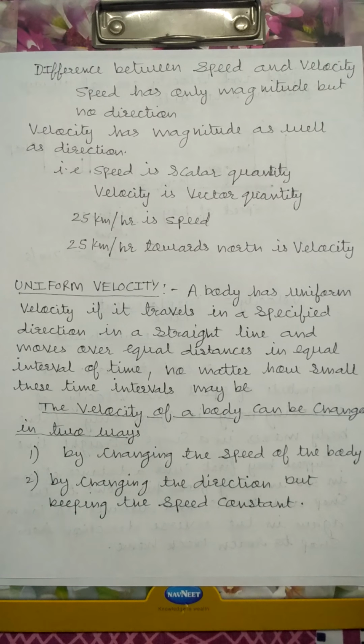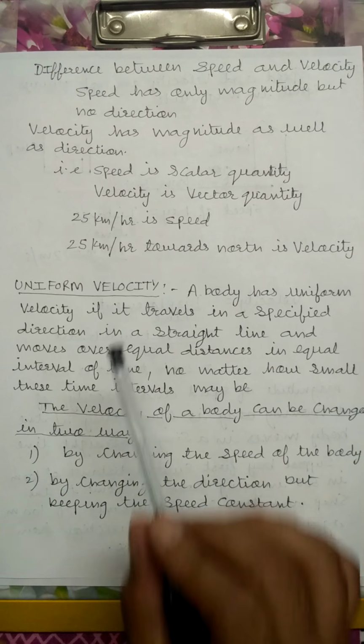So the condition for uniform velocity is that the body should be moving in a straight line and in a particular direction. For example, if a body is moving north, it should keep moving in the north direction in a straight line. If this body changes its direction, then its velocity is not uniform. Now there are two ways in which the velocity of a body can be changed.